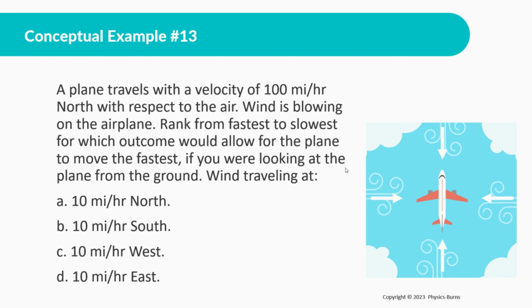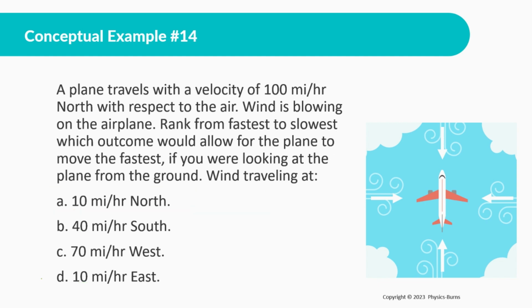So we should know that the fastest it's going to be going is if the wind is pushing in the direction that it's moving, especially if the amount it's getting pushed is the same. So A is going to be the fastest. And then we should know that B is pushing against it, so that's going to be the slowest. C and D are pushing to the side of it, which is going to make it go faster, but not as fast as A. And since it's exactly perpendicular, C and D would actually be the same. And then B would be the slowest.